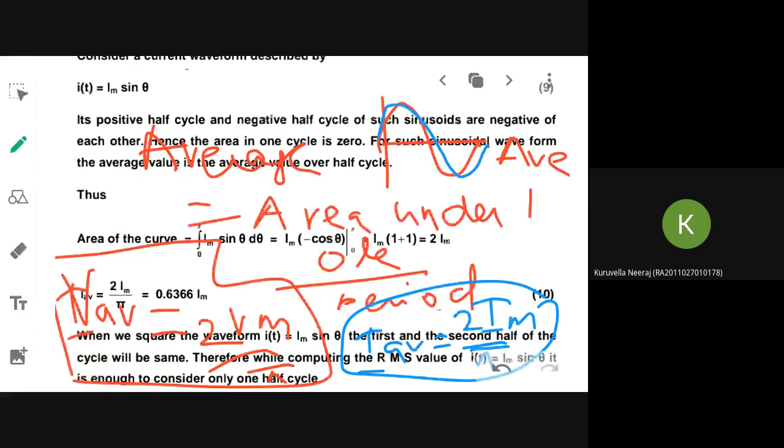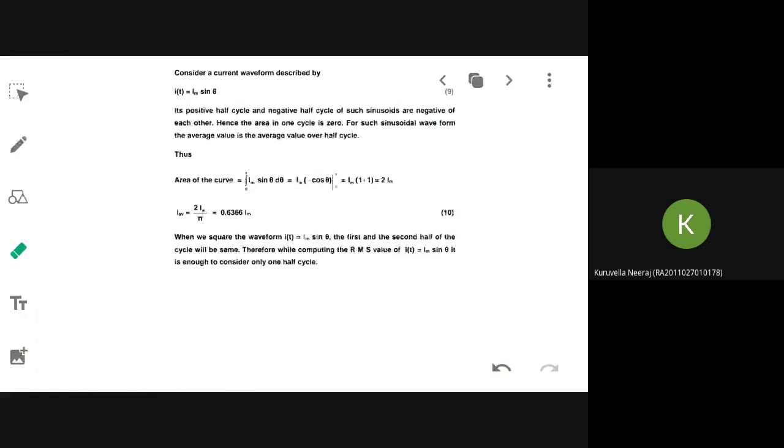Okay. Next we need to derive one more representation. What is the other representation? We are done with peak. We are done with average. We still have to derive one more formula. What is the formula?